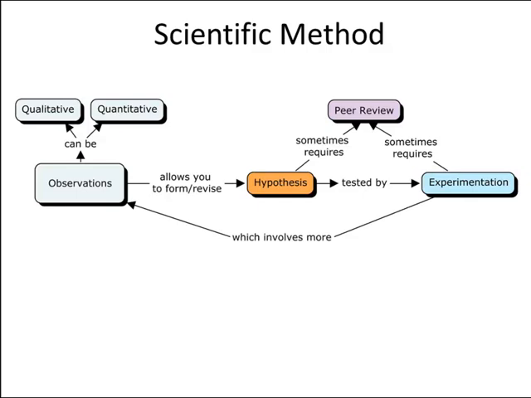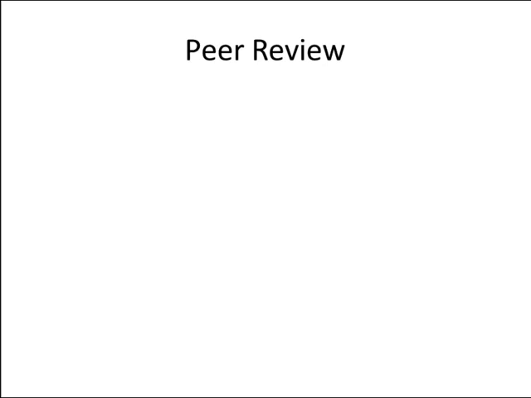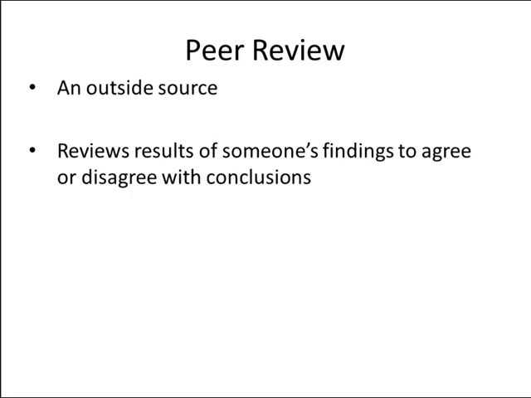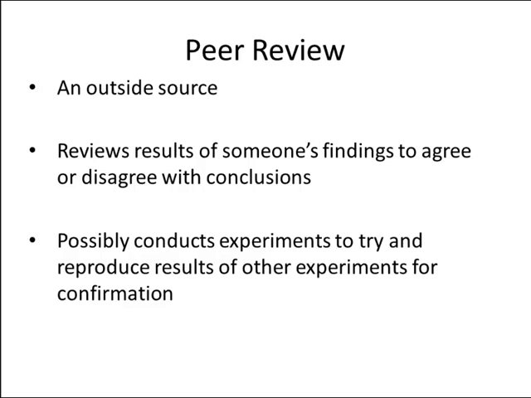Now it's going to be important though at times that we get outside review. Okay, in other words, peer review. So peer review is going to involve an outside source. We need someone who's going to be impartial to your findings. Typically, that peer is going to review the results of someone's findings to agree or disagree with their conclusions or their hypothesis. They may also conduct experiments on their own to try and reproduce results of other experiments for confirmation of the hypothesis, or they may come up with new experiments to test the hypothesis as well.